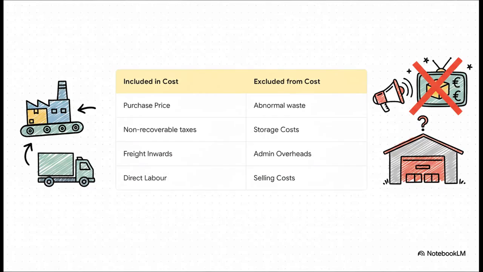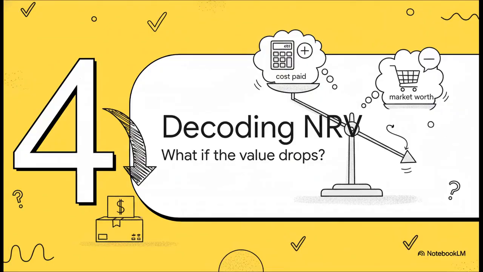Now, what's really fascinating here is the discipline this forces on a company. It draws a very clear line in the sand between what's a product cost versus what's just a general business expense. So, for example, the cost of shipping materials to your factory, that's in. But the cost of advertising the final product to customers? Nope, that's out. That gets expensed right away. Okay, let's flip to the other side of our golden rule.